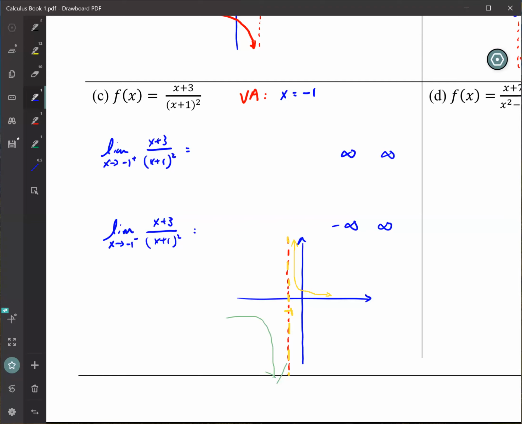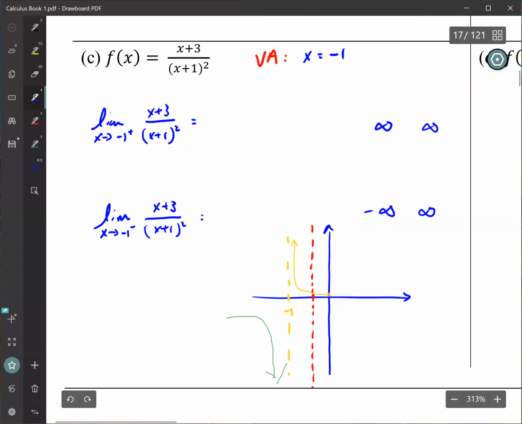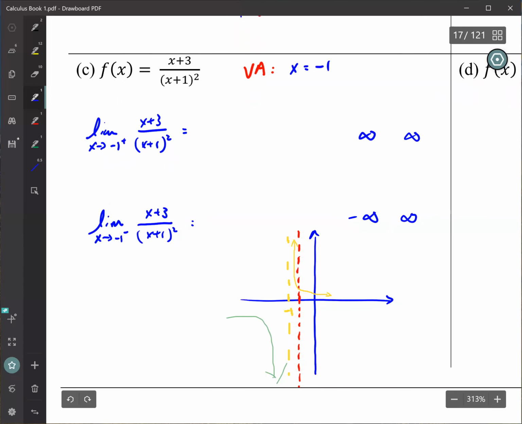How about Jeffy? What do you have? Negative infinity approaching from the left, positive infinity from the right. So it feels like half again, huh? So let's find out. Okay.